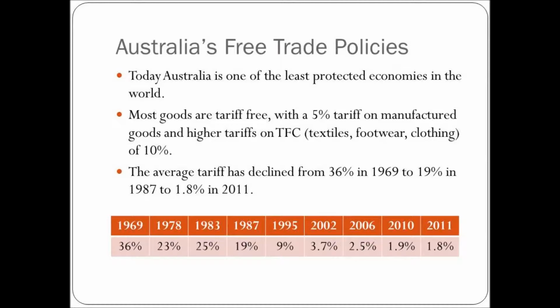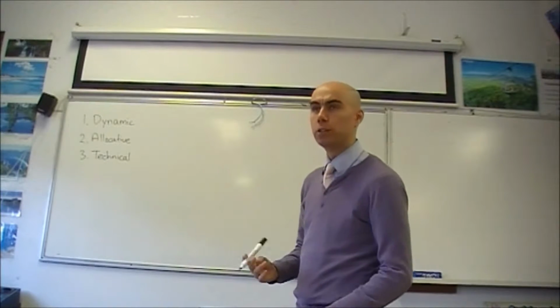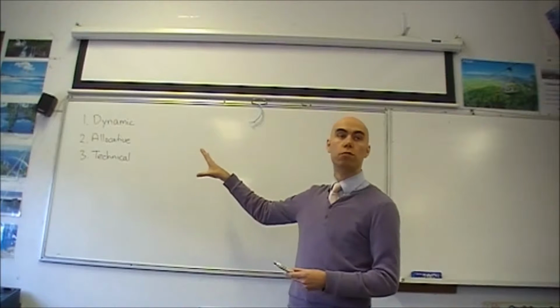And there's a table showing you how it's come down. And you can see there was a big cut from the 60s to the 70s. That was the 25% across the board tariff cuts. So all tariffs were cut by a quarter. And it was in the late 80s that it really started to fall quite a bit. Now, why is it that we encourage free trade? It's all about these improvements in efficiency.